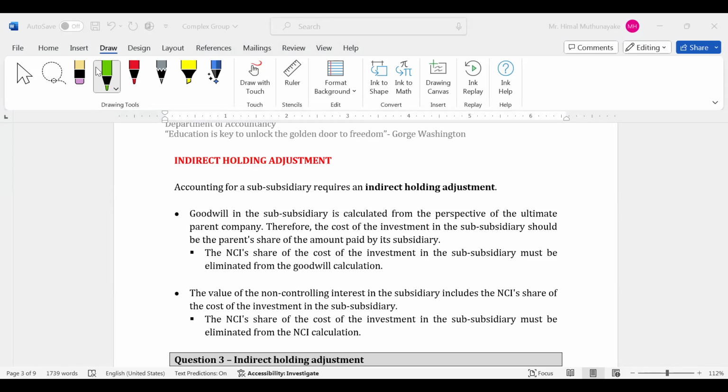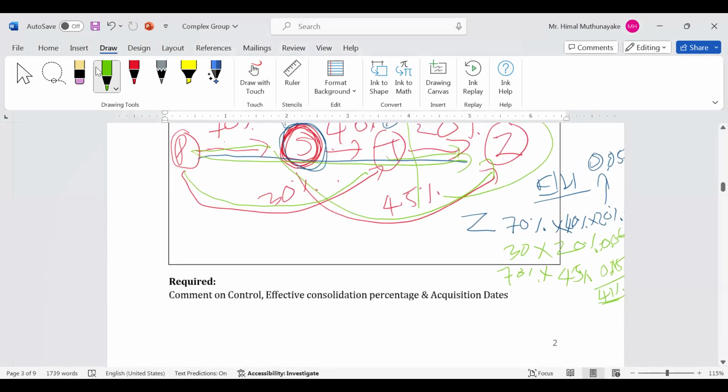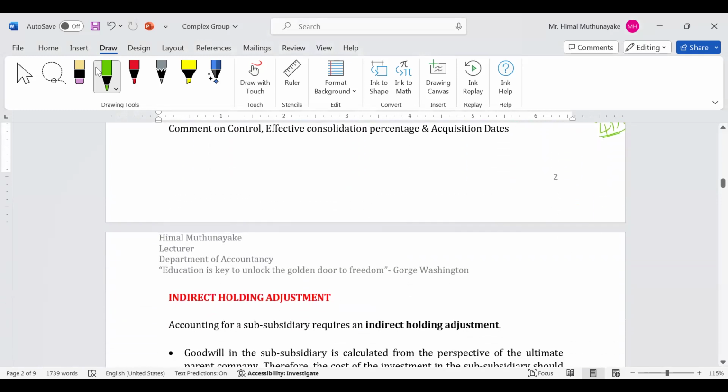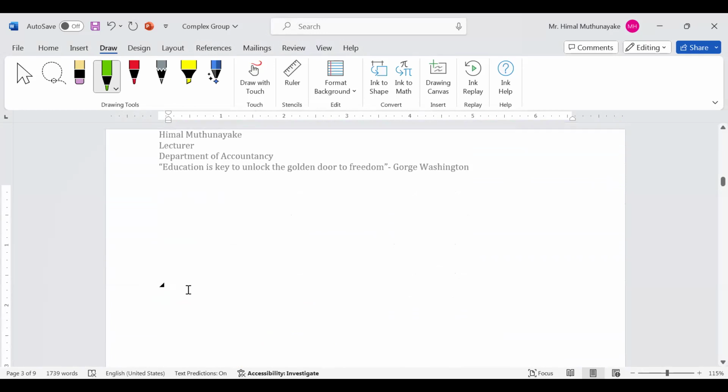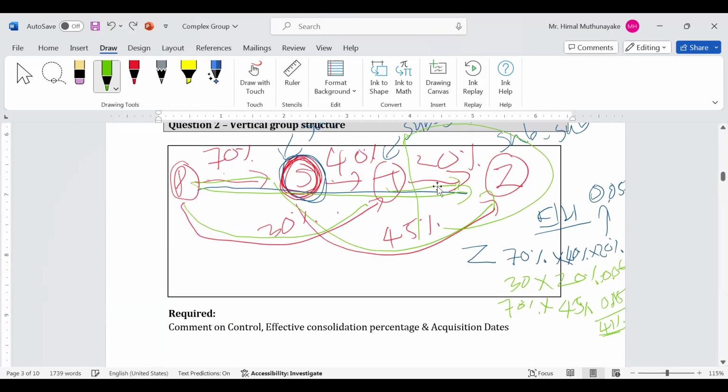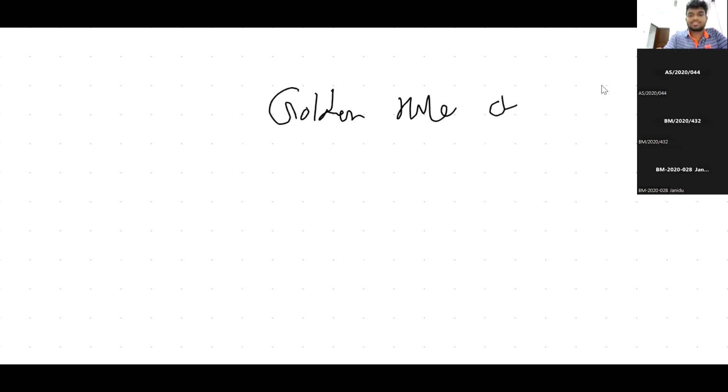So before moving to the indirect holding adjustment, there is something called the golden rule. You need to remember the golden rule when it comes to complex group calculation. I will take some space here, on the whiteboard, which will be more effective. We call this the golden rule of complex group calculation.